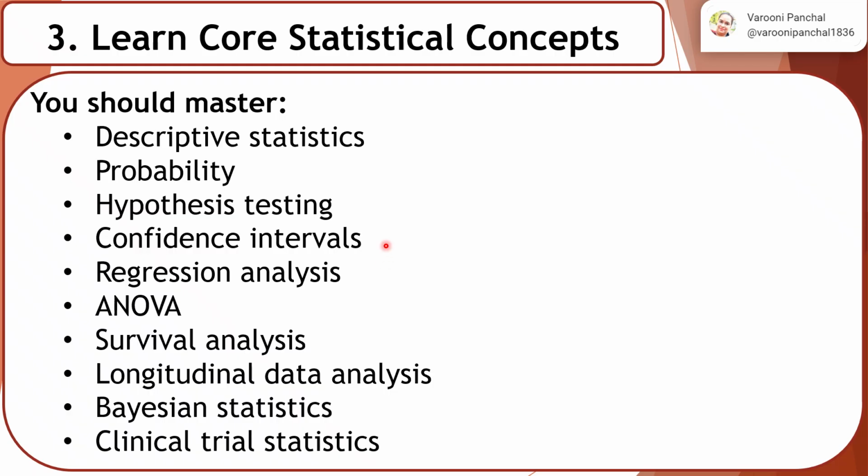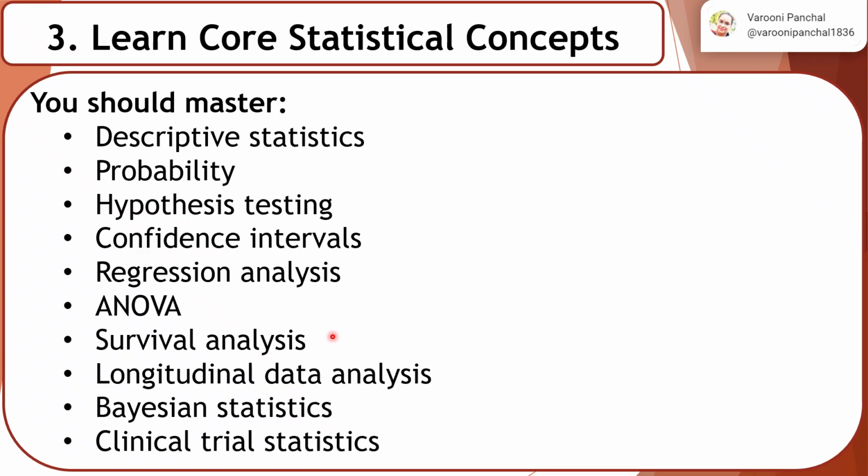Then the confidence interval. So which is your 95% confidence interval, whether it is one tail test or two tail test. So this specific concern you need to learn. Then the regression analysis, there are various analyses, especially in regression, whether it's linear, logistic, or some other survival related specific analysis. Then the ANOVA, ANCOVA, what are the differences between ANOVA and ANCOVA.